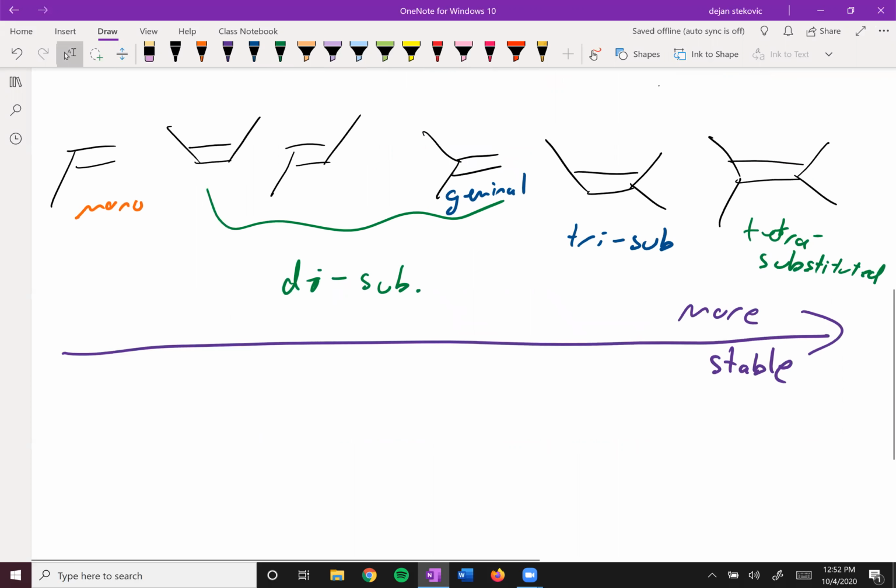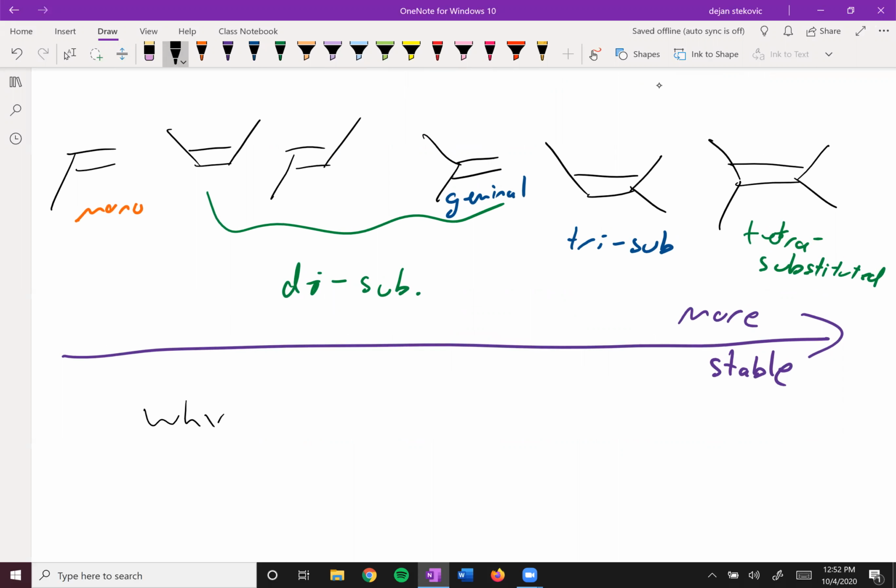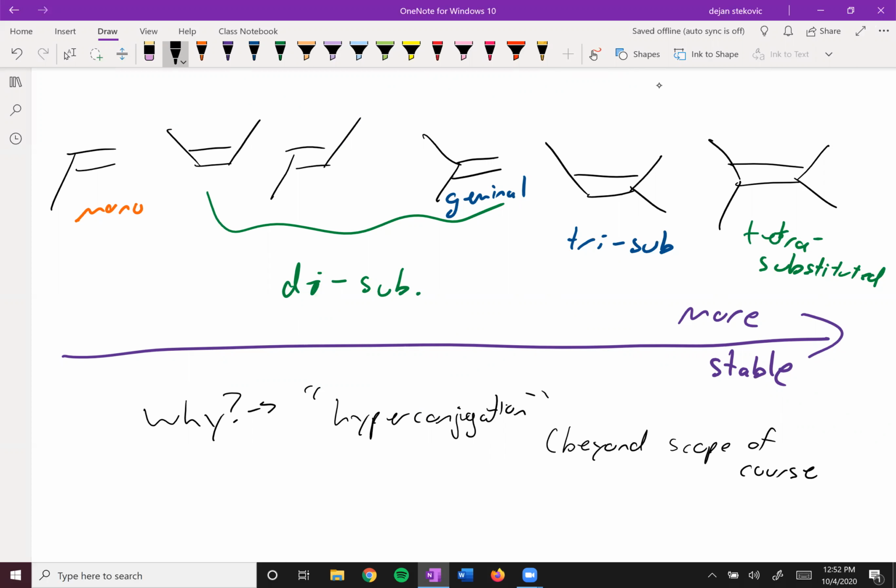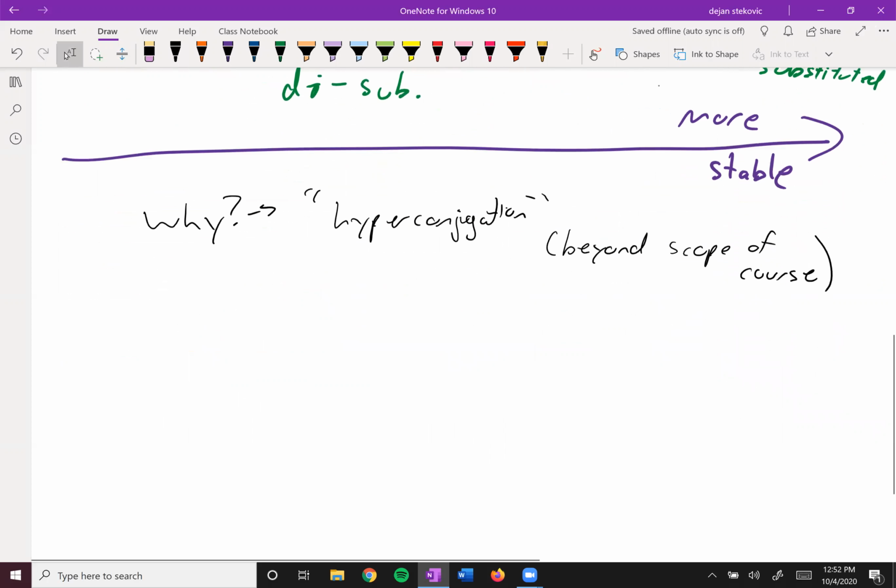The why behind all of this, we're just going to say it's hyperconjugation. It's beyond the scope of this course. So we'll just focus on what is the more stable rather than really getting into the nitty-gritty of why.